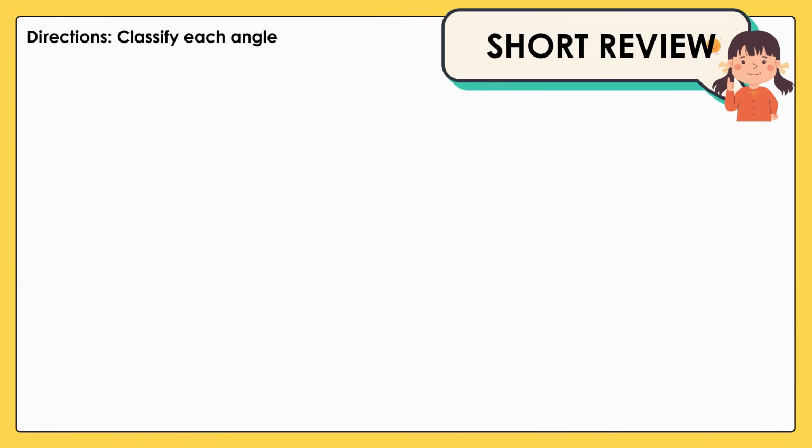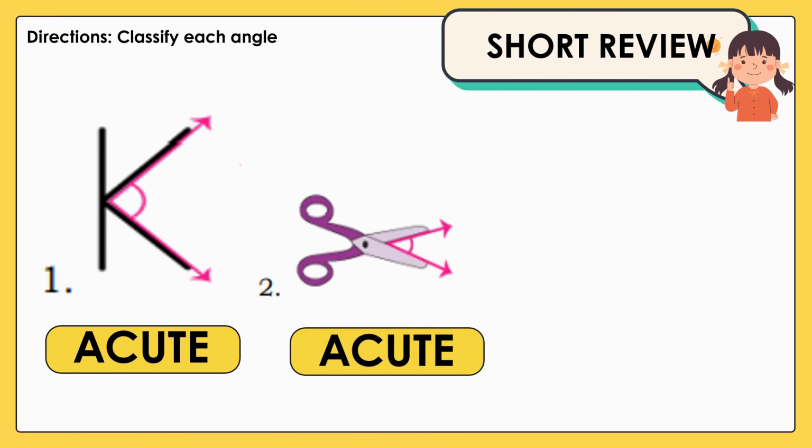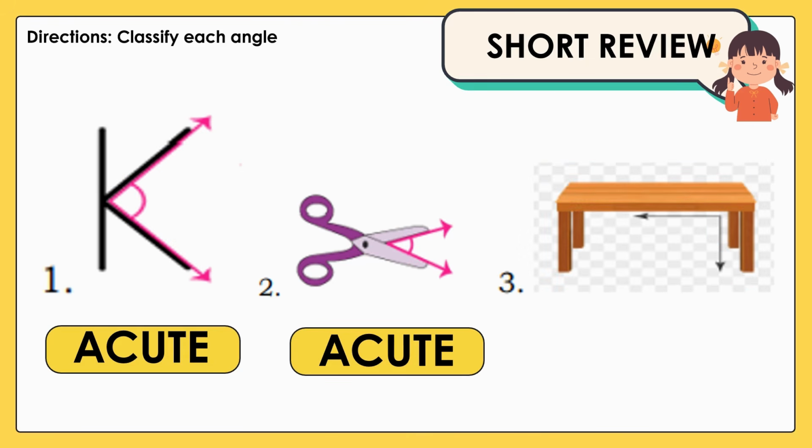Let's have first a short review. Directions: classify each angle. Number 1, the answer is acute. Number 2, the answer is acute. And number 3, the answer is right. Good job, kids!